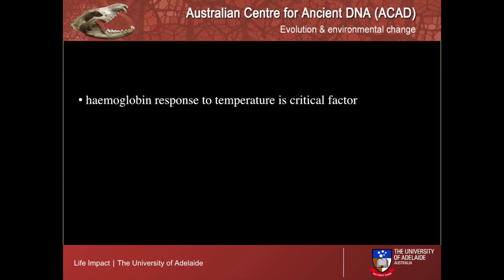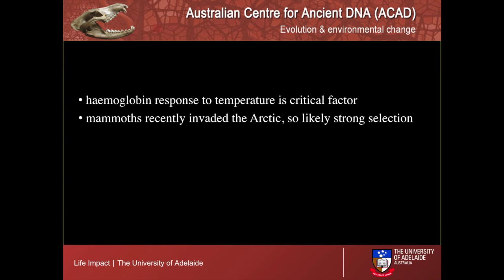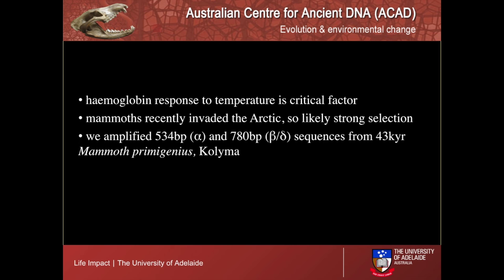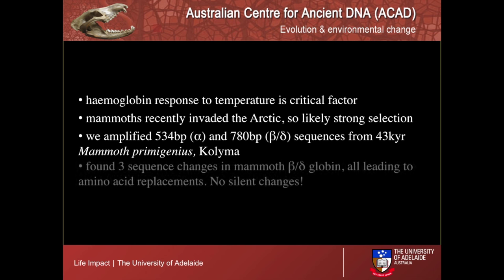So we figured that if mammoths were going to move into this environment, they would have to do something, and the hemoglobin was a pretty good candidate. So we sequenced the alpha and beta globin genes. In the case of the elephants, beta is actually a combined beta-delta globin gene. And we did this from a 43,000-year-old mammoth bone from Russia. What we found was a quite strange set of three DNA changes in the mammoth beta globin, all of which led to changes in the amino acids.